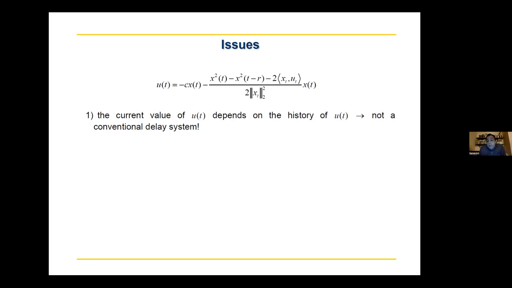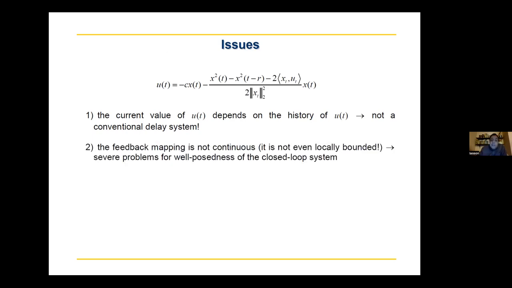And this is going to give us not a conventional delay system, because you can see here, we have no derivative of U on the left-hand side of this equation. This is going to give us what is called in the literature a neutral delay system. The second thing is that you can see here that we divided with the squared two norm of the state. But this can be zero. So this feedback law is not continuous. It's not even locally bounded. So we will have severe problems for well-posedness of the closed loop system. So we need somehow to modify this feedback controller.